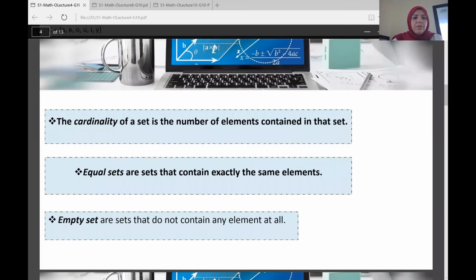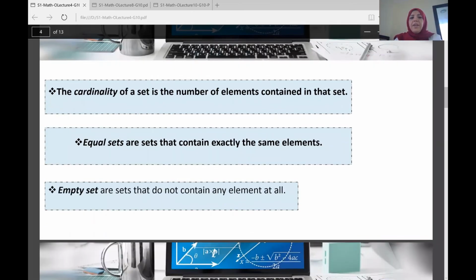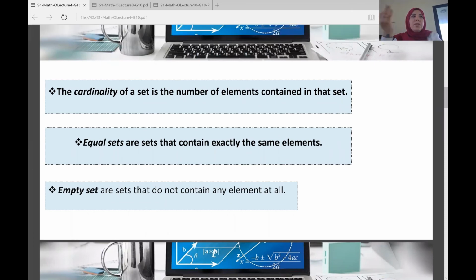Now we are going to talk about the cardinality of a set. The cardinality is the number of elements contained in a set. So for example, suppose you have a set and I'm asking you what's the cardinality. Suppose we have this set C. It contains 1, 2, 3. What's the cardinality of this set? You represent it like this: n of C. So the number of elements of C is 3 elements. We have 3 elements, 1, 2, and 3. So this is the cardinality.